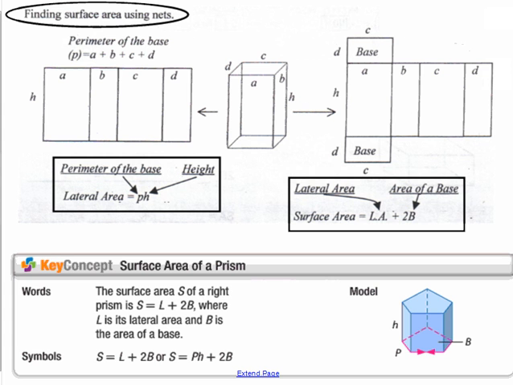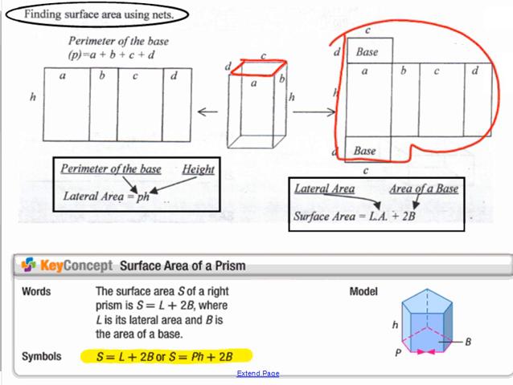It's like taking this shape here and opening it up into this net, and then adding all those areas together. So the formula that we're going to be using is this one here. So it's the lateral area, which is the perimeter times the height, and the two bases.